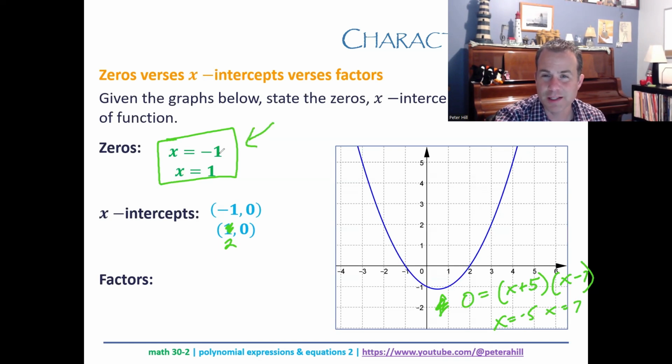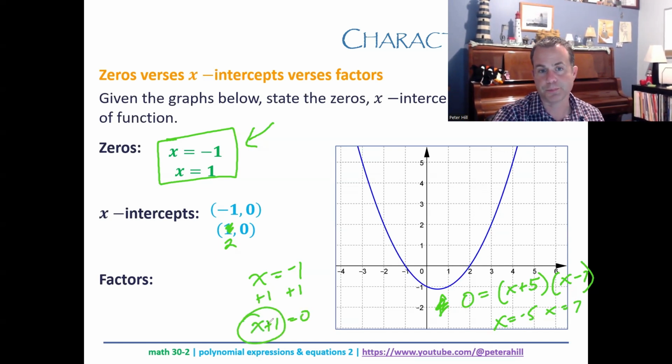X equals -1, that would have had to have been x plus 1 equals 0, okay? So if I had x equals -1 and I want it to be 0, I have to add 1 to both sides. So that's x plus 1 equals 0. So that would be my factor, okay? Likewise, if I had x equals 1 and I wanted that to equal 0, I'd have to subtract 1 from both sides. And so that would be x minus 1 equals 0. Okay. And so that would be my factor. So my factors would be x plus 1 and x minus 1.